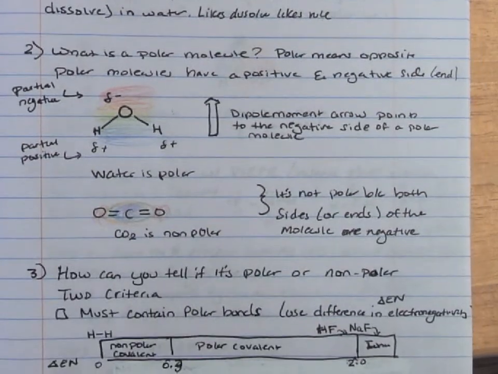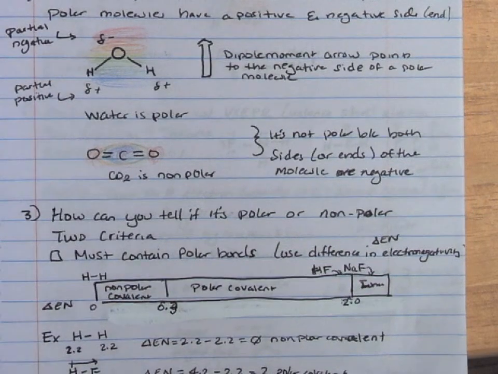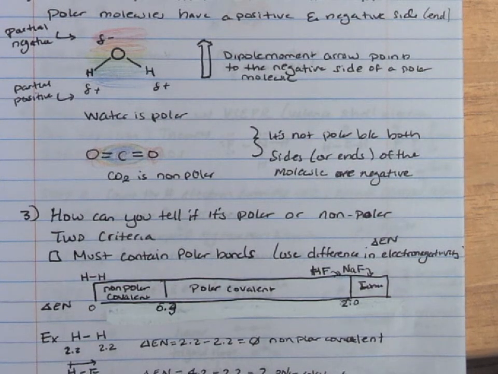All right, let's talk about now how can you tell if something is polar or nonpolar. Well, there are two criteria. The first one is it must contain polar bonds. So what are polar bonds? Just like a polar molecule has a negative side and a positive side, a polar bond has a negative side and a positive side of the bond as well.